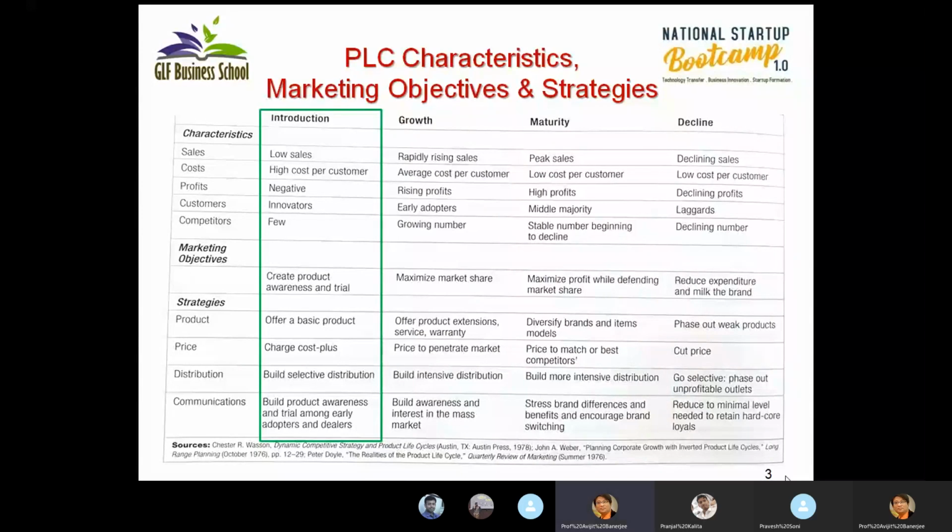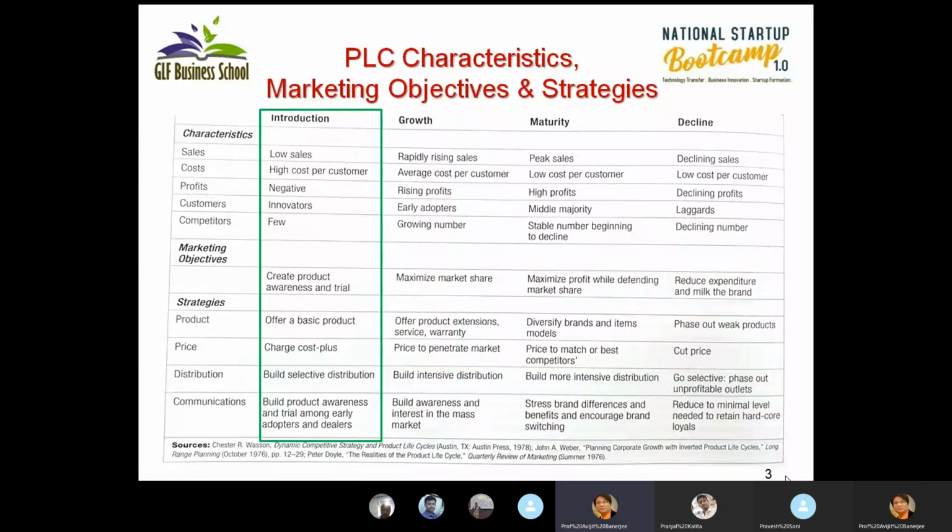Coming to marketing objective, at this stage, your role is to create the product awareness and the trial. Strategies for the four aspects: product, price, distribution, and communication. For product, at this stage, you are offering a basic product. Price strategy should be charge cost plus. That means you should recover your cost and you should earn some margin of profit.